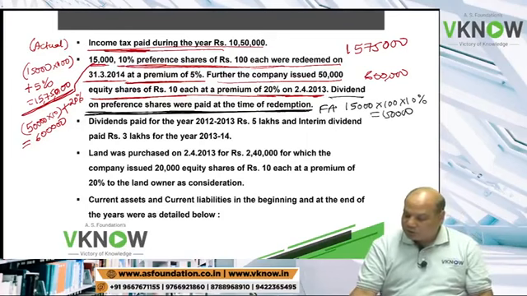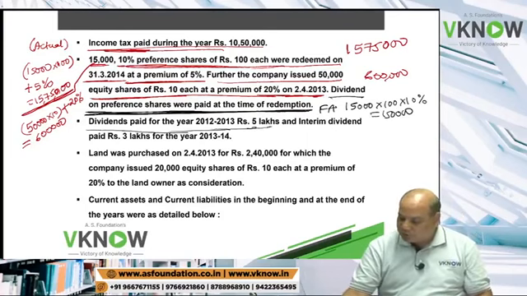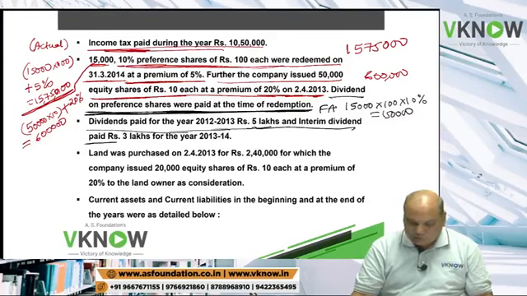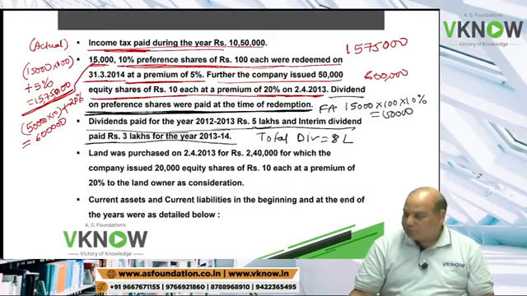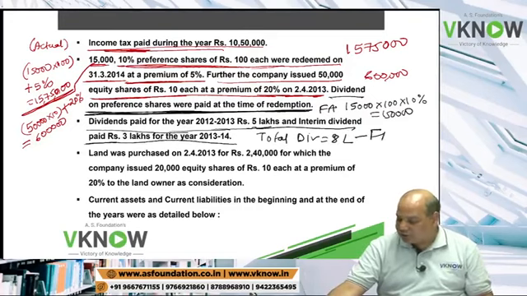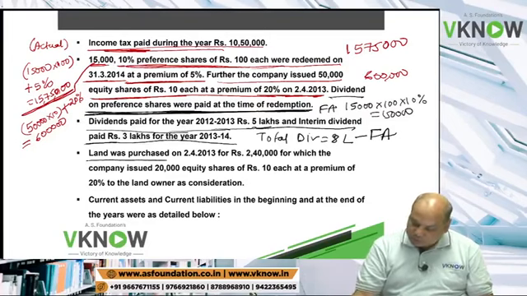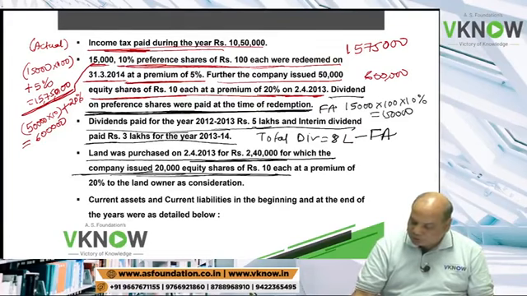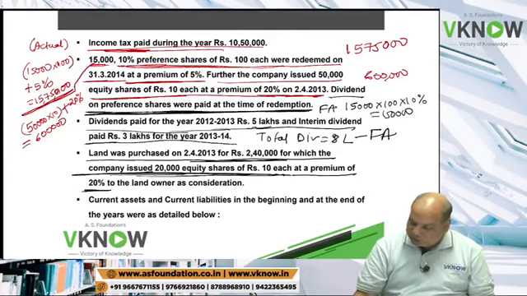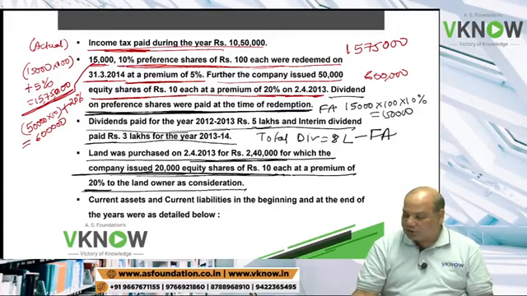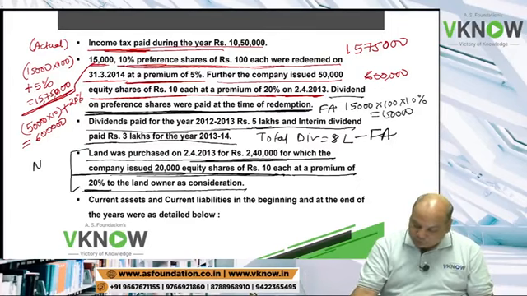Dividend paid for the year 2012-13 was 5 lakh and interim dividend paid was 3 lakh. Total dividend paid 8 lakh. We will write it in financing activity. Land was purchased for 2,40,000, for which the company issued 20,000 equity shares of rupees 10 each at a premium of 20% to the landowner as consideration. This is a new point.